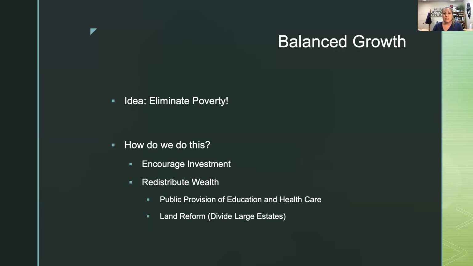The way that we do this is we redistribute wealth. We take things like healthcare and education and provide them publicly through government entities so everyone has equal access to them. We also can, in some areas, reform land policy to divide up large estates so that wealth isn't concentrated in the hands of a few.